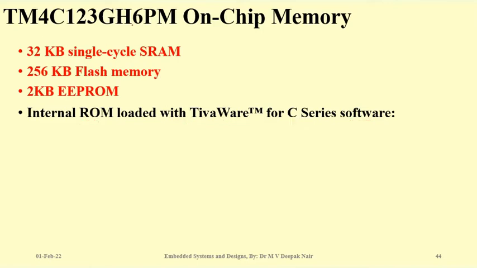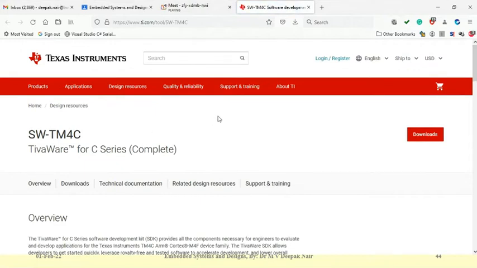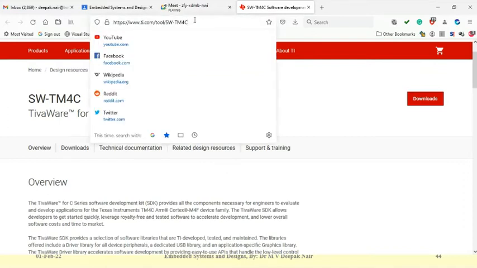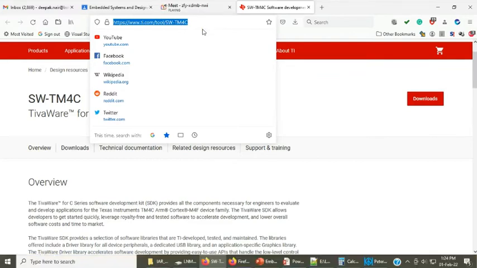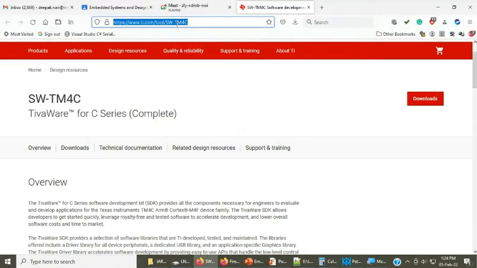Okay. So where can we download this TivaWare peripheral driver library? For that you can go to this particular web page. I recommend you, if you are going to use the board, to go to this particular address: ti.com/tools/sw-tm4c. So please go to this address and you can download your software from here.